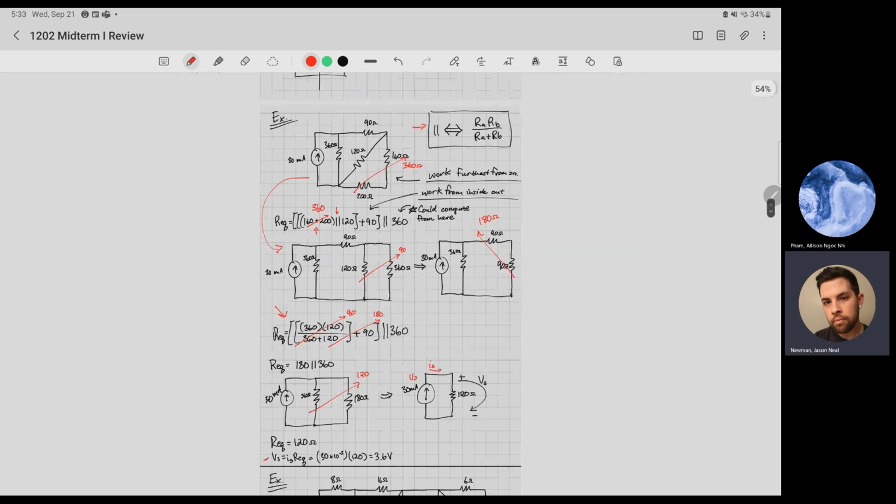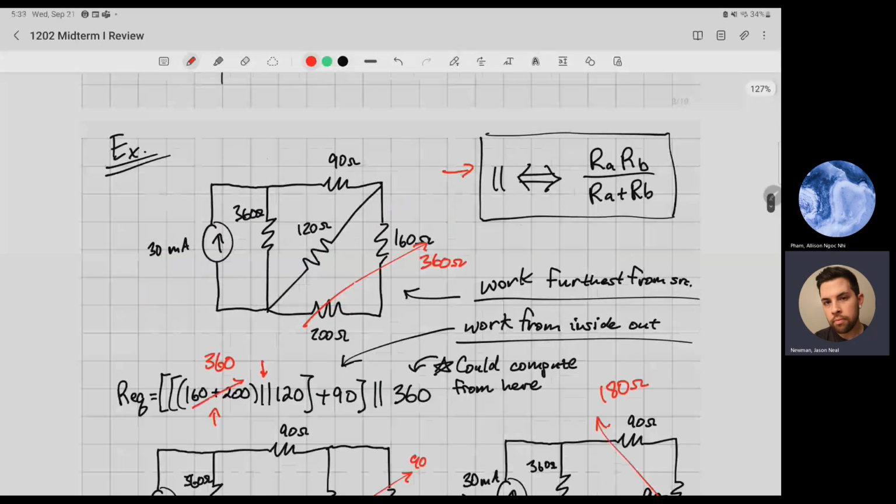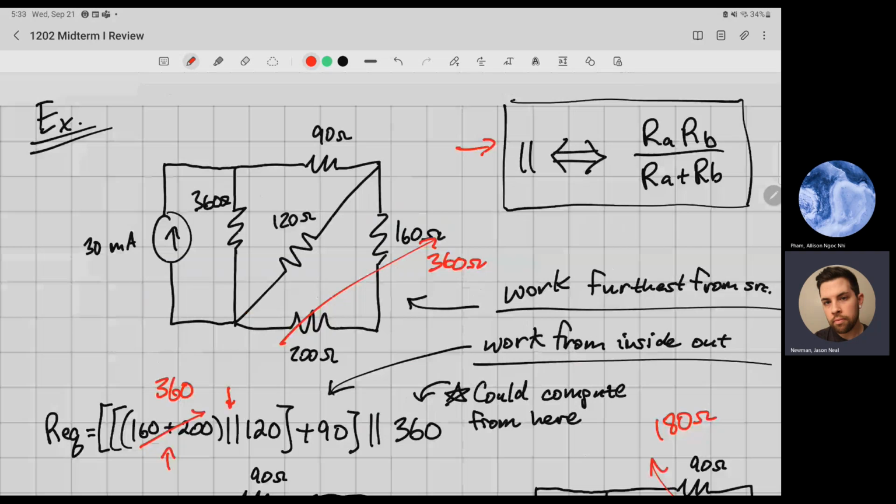So let me explain this notation real quick. So ignore all that, and we're just going to stick right here so I can explain this notation. So what I do is I start from the farthest right, and I say those are in series, so I'm going to put those first. So I'm just going to rewrite it up here. So Req is equal to 160 plus 200. This is going to require a lot of brackets to do this, but it's worth it.